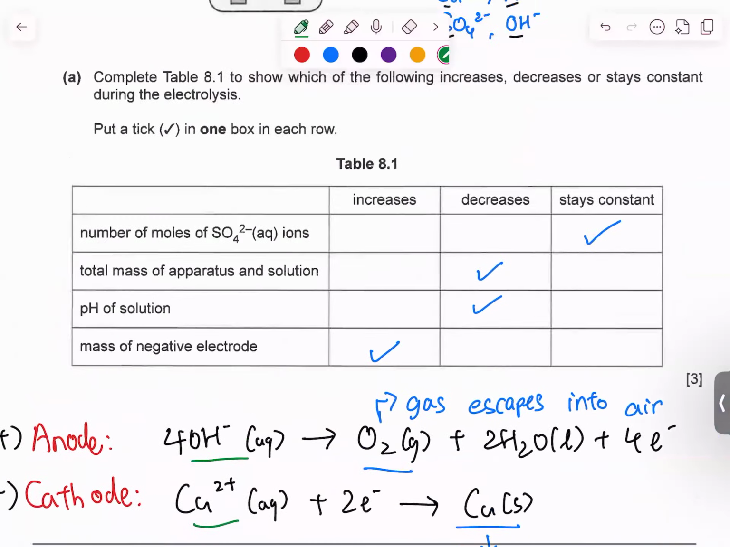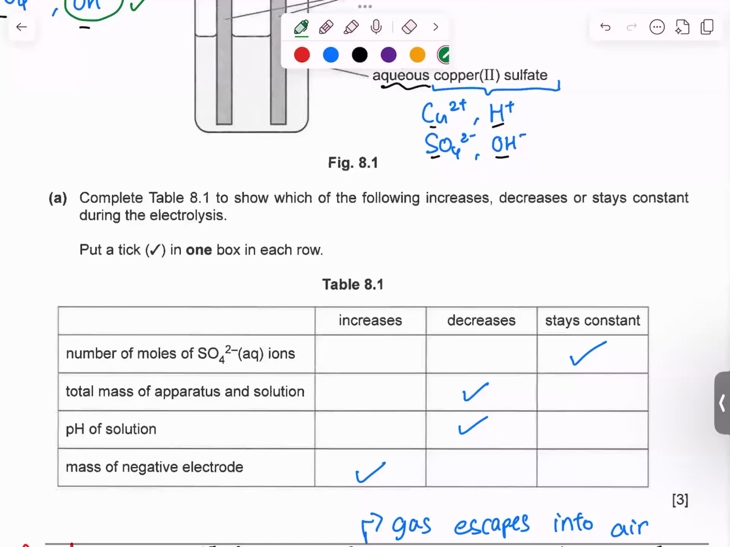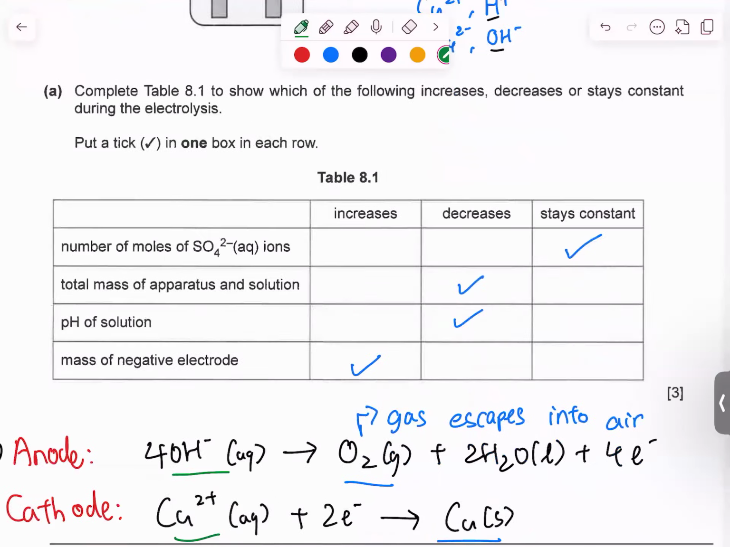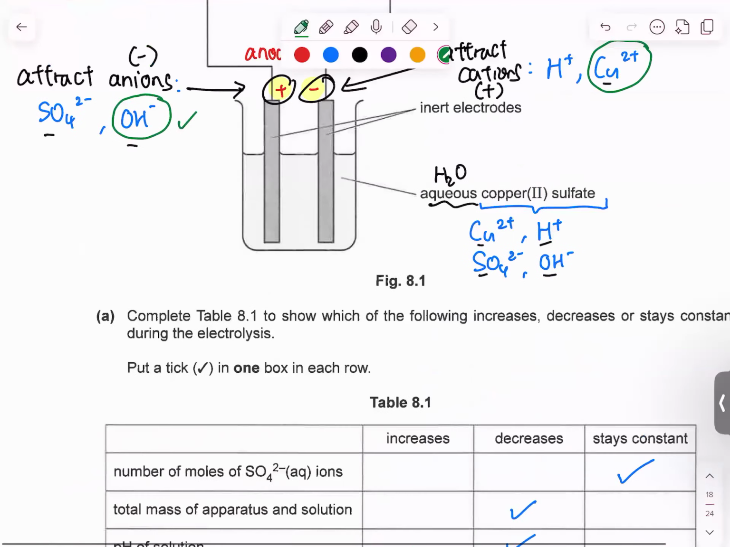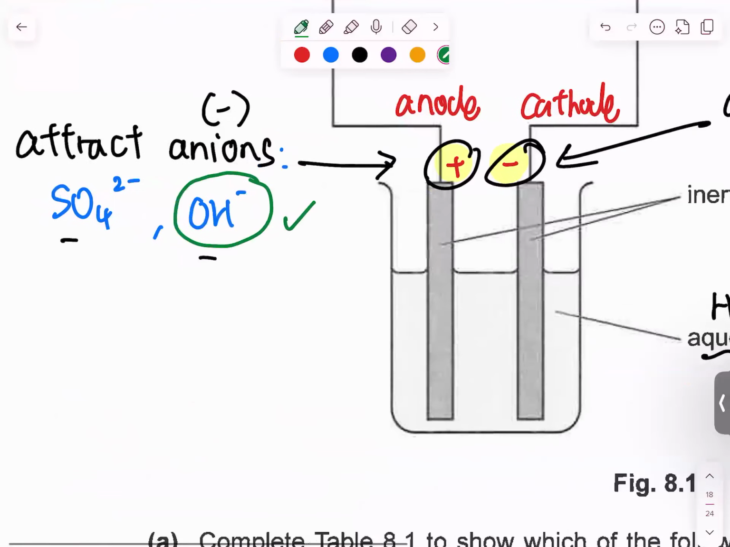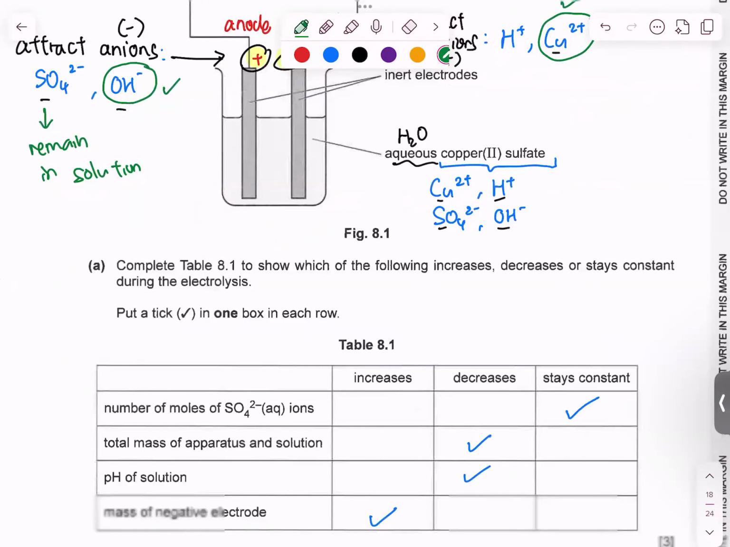Okay. Now we are ready to answer the questions. The number of moles of SO4 2- ions: increase, decrease, or stay constant? Is SO4 being discharged at either electrode? The answer is no, because at the positive anode, OH- is the one that is selectively discharged, so the sulfate will remain in solution. It remains in solution, and therefore it will stay constant.